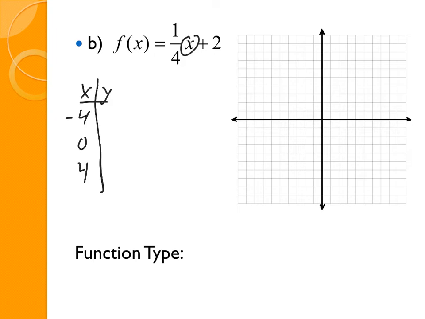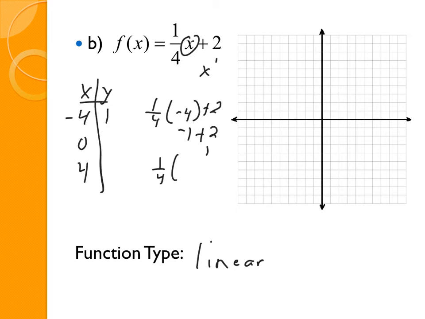I already noticed that that is x to the first power, which tells me it should be linear. Linear just means it makes a straight line. So I'm going to do 1/4 times -4 plus 2. -1 plus 2 will give me 1.